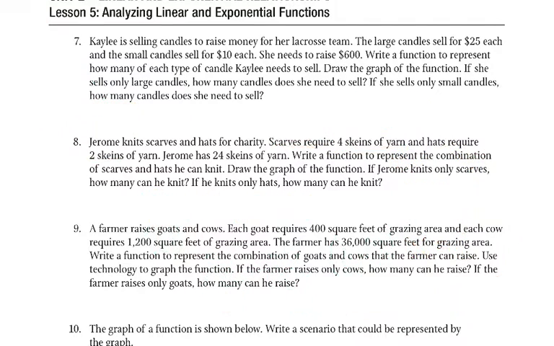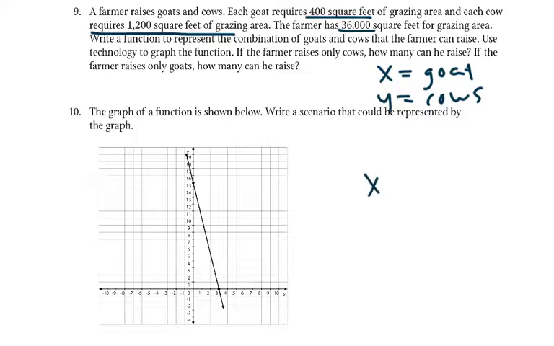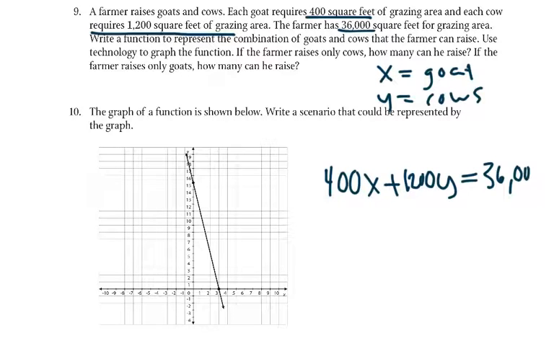Alright, number 9, same idea. So a farmer raises goats and cows. Each goat requires 400 square feet of grazing area, and each cow requires 1,200. The farmer has 36,000 square feet. Okay, so write a function. So we've got, let's call X for goats, Y for cows. So the number of goats he has times how much space they need plus the number of cows he has times the space they need cannot be greater than, so it has to equal. We want it to equal because we want the most possible, 36,000.